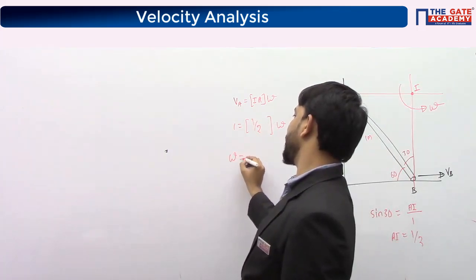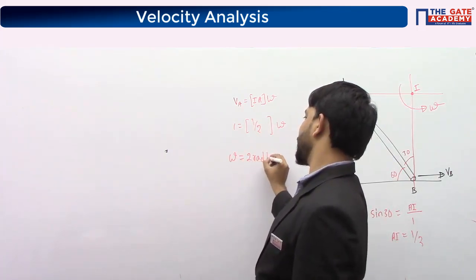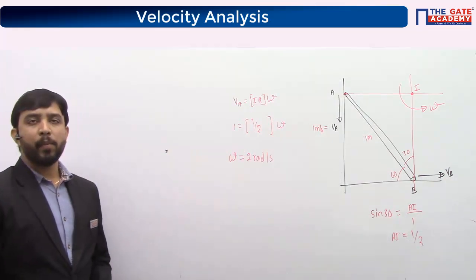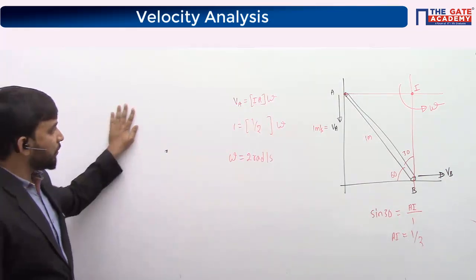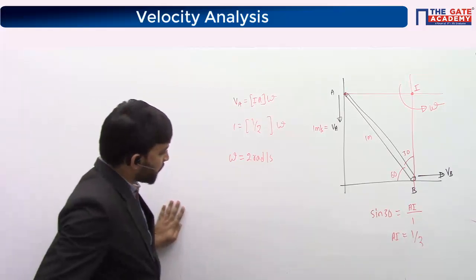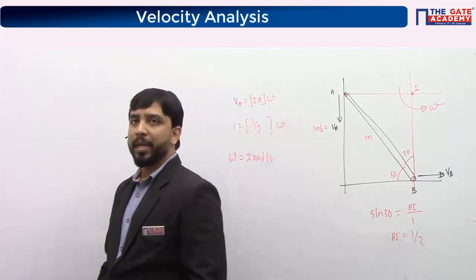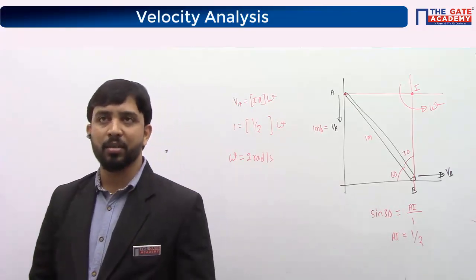So from here you can say omega is 2 radian per second. This is how you have to answer questions. Okay?